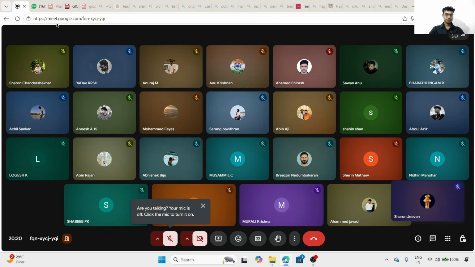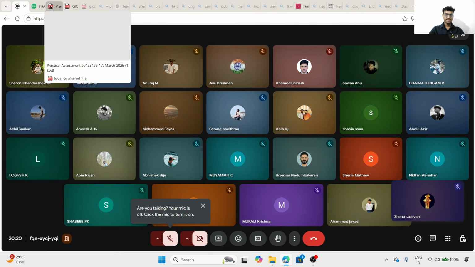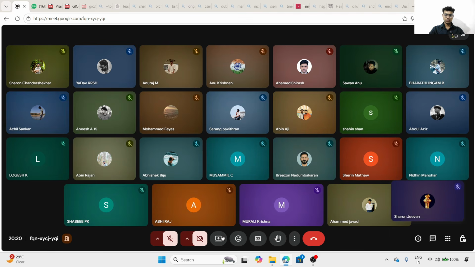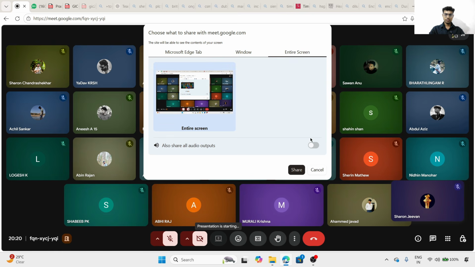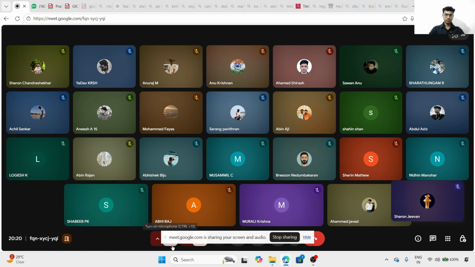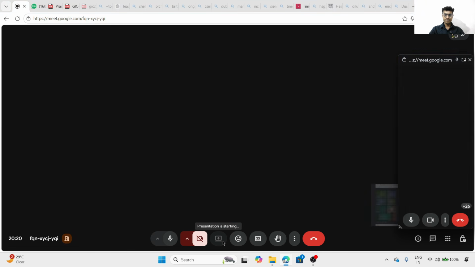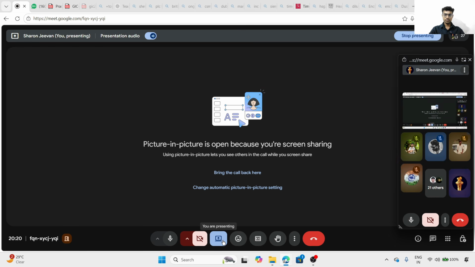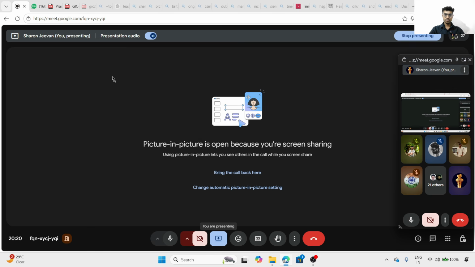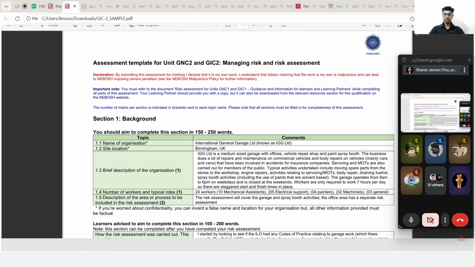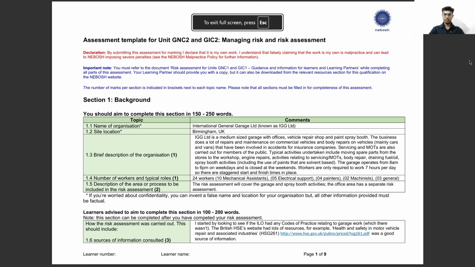So let's start with the GIC2 risk assessment. So this is the GIC2 risk assessment practical that we should have to prepare.